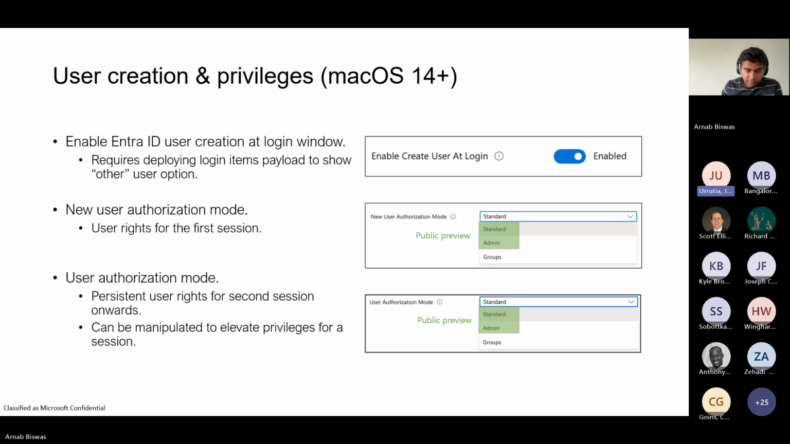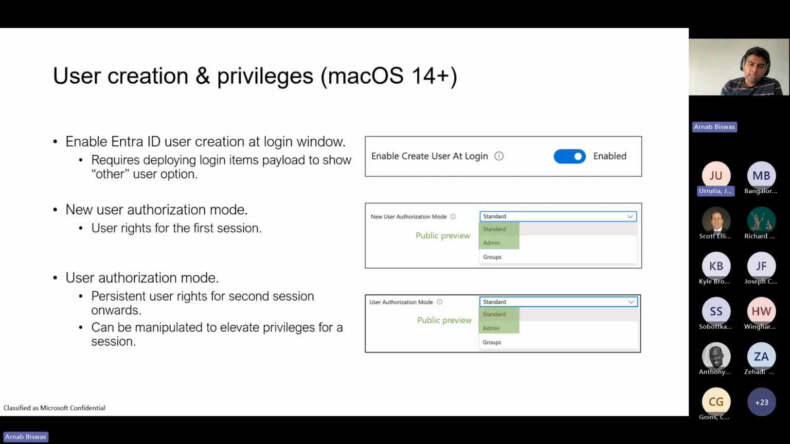All right, so now the last part, or rather the second last part I want to talk about is user creation and privileges. On macOS 14, all this goodness that you get by turning on shared device key in the payload, these are the key settings that macOS 14 enabled. The first one is enable create user at login. This is what allows any user in your organization to type in their username, password, cloud username, password, and on the fly have a local account be created for them. So no password sync needs to happen because there is no local account. You are creating that account and running with it at the same time.